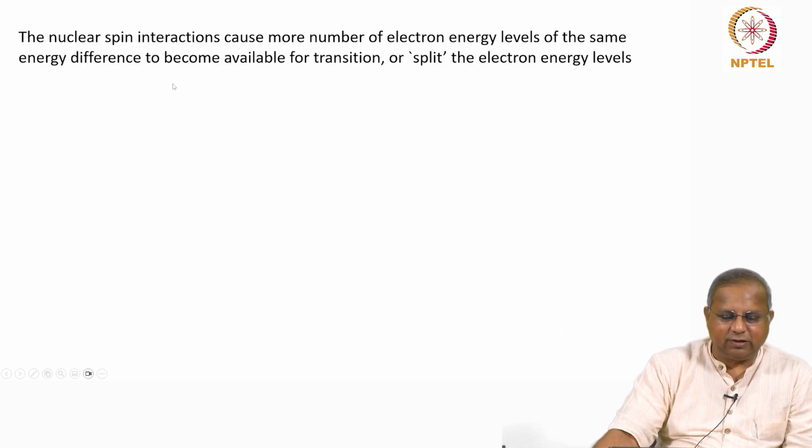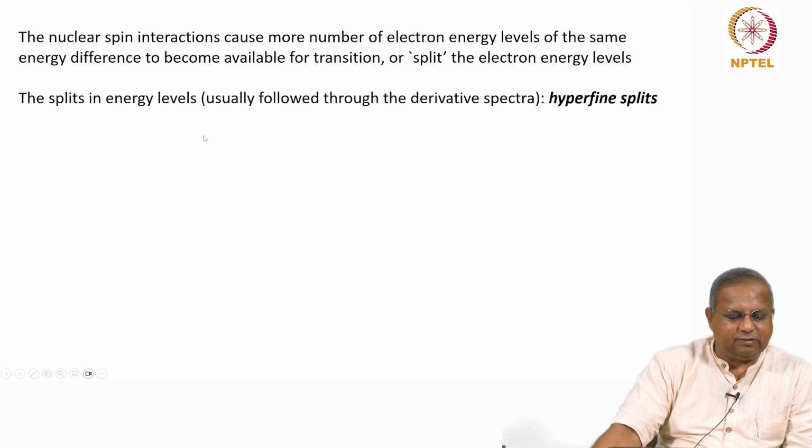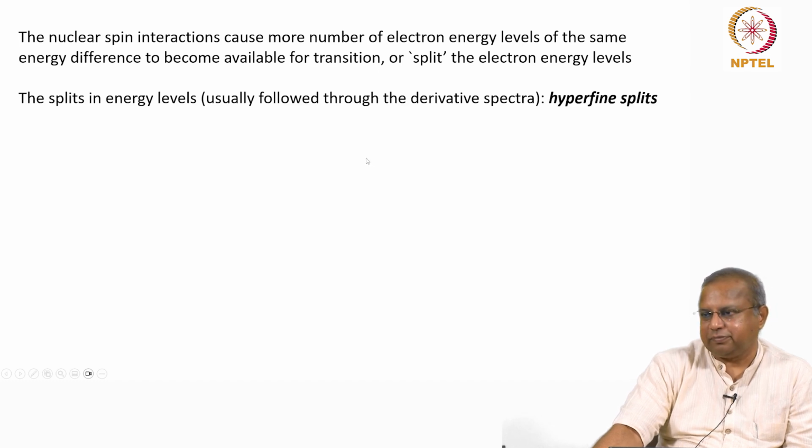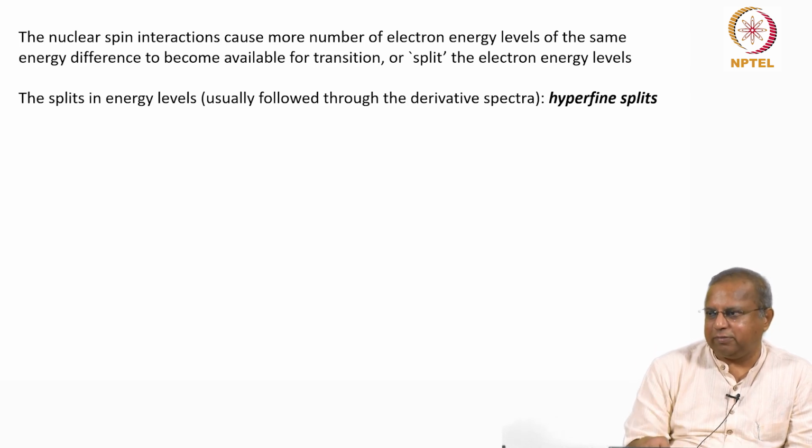So the nuclear spin interactions cause more number of electron energy levels of the same energy difference to become available for transition, or a split in the electron energy levels happens, or the nuclear spin interactions split the electron energy levels. The splits in energy levels are called the hyperfine splits, because hyperfine interactions is the name given to the interactions between the proton magnetic moment, electron magnetic moment and the proton or the nuclear magnetic moment.